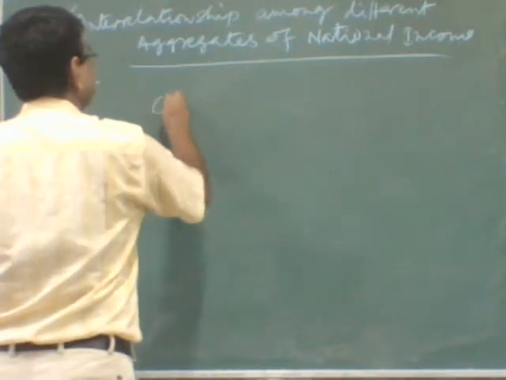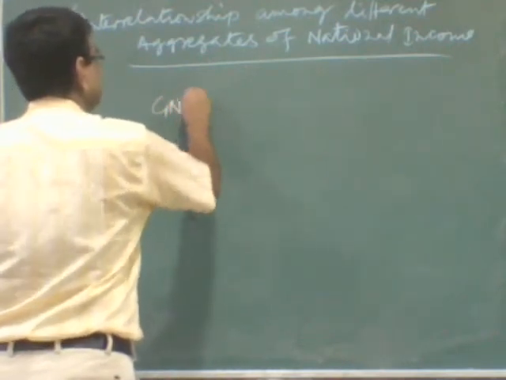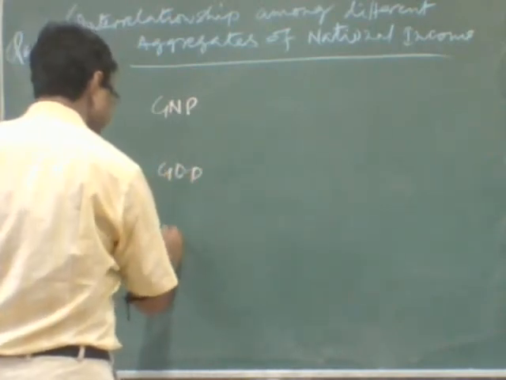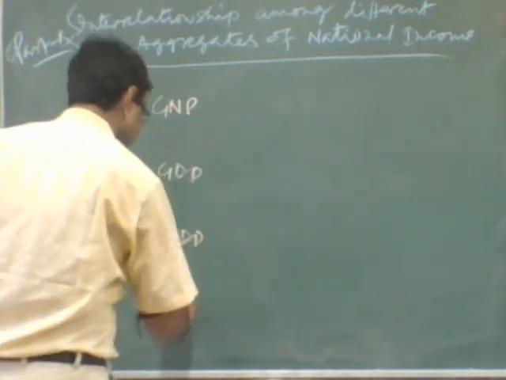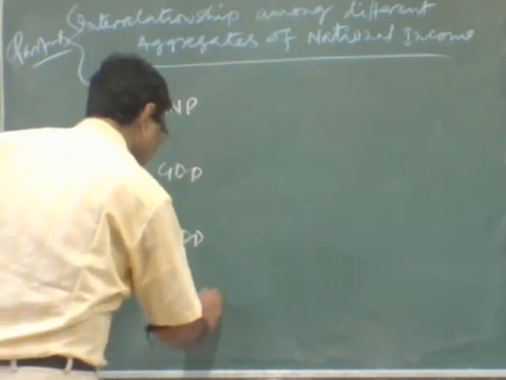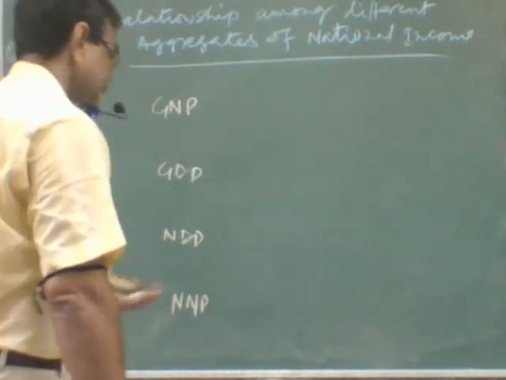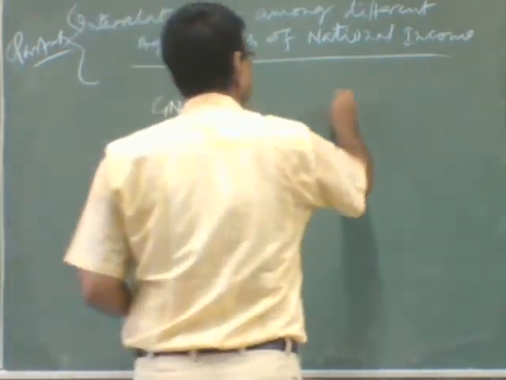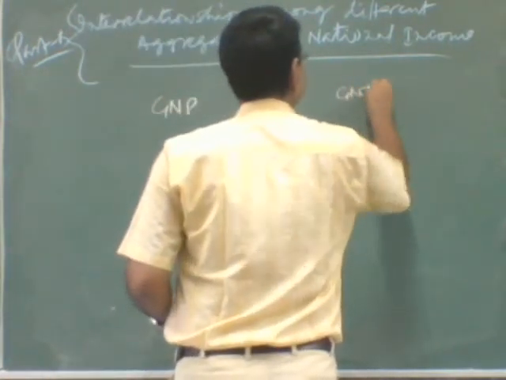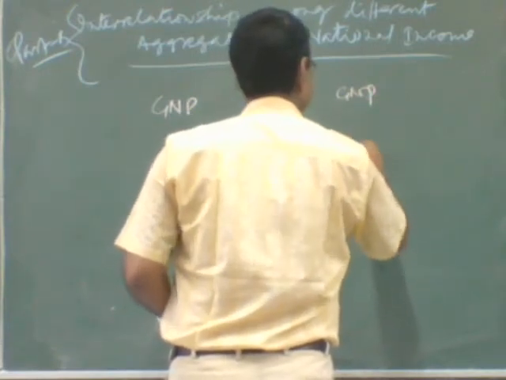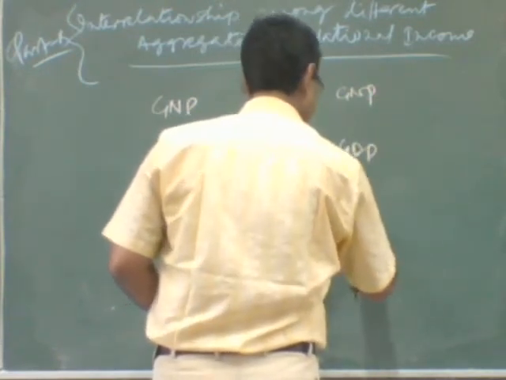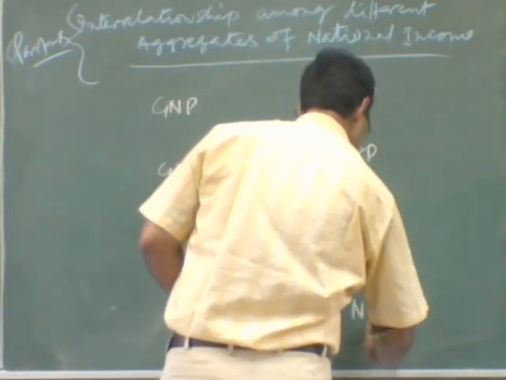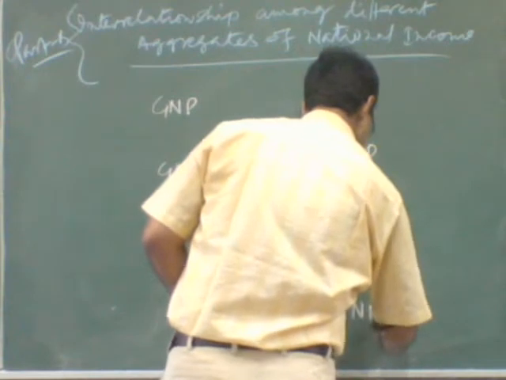GNP, GDP, NDP, NNP. On the opposite side, you have to write the same thing. GNP, GDP, NDP, NNP.